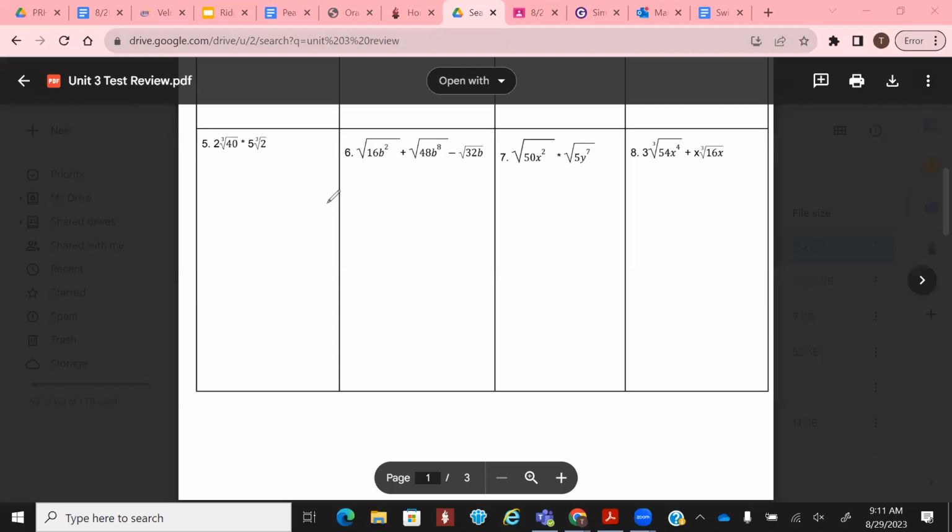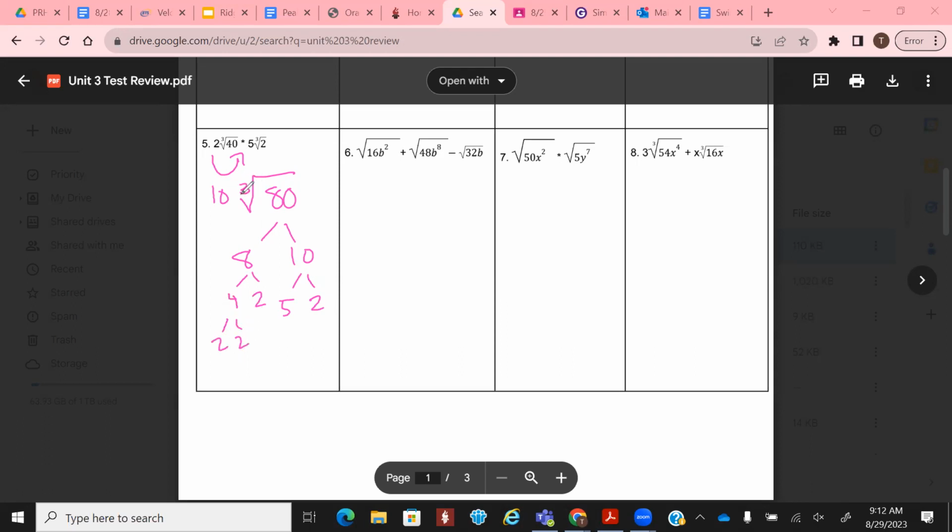Okay, so we're going to multiply the outside. So what's 2 times 5? And then what's 40 times 2? Can I simplify 80? 8 and 10. Okay, I can break down 10 into 5 and 2. I can break 8 down into 4 and 2. I can break 4 down into 2 and 2.